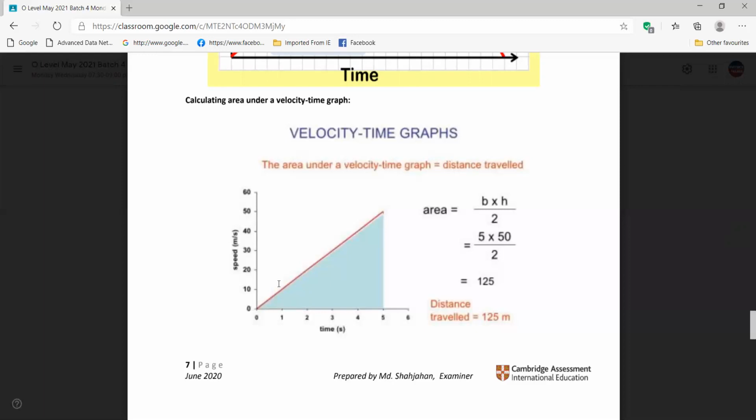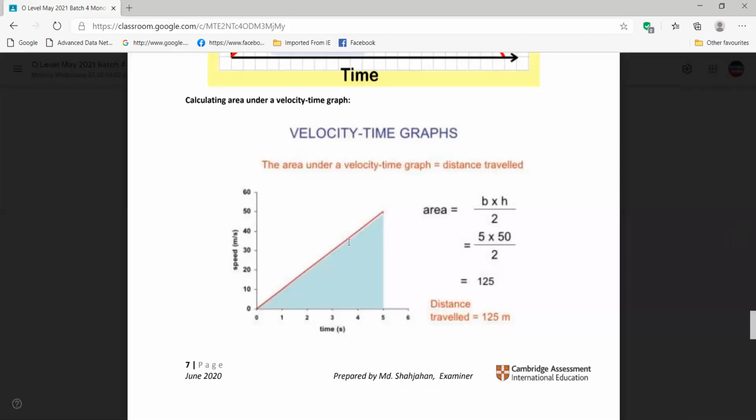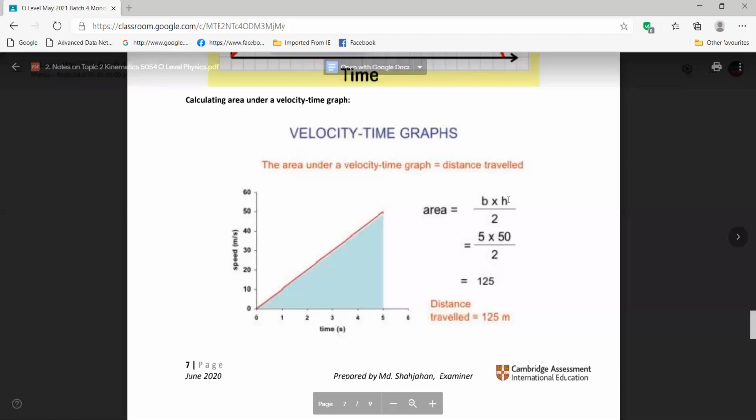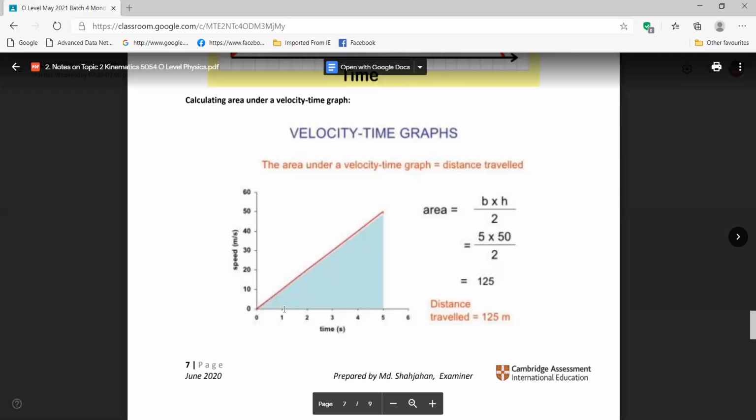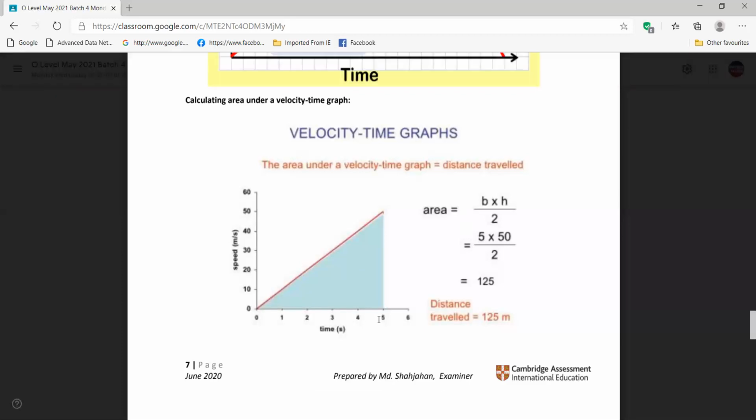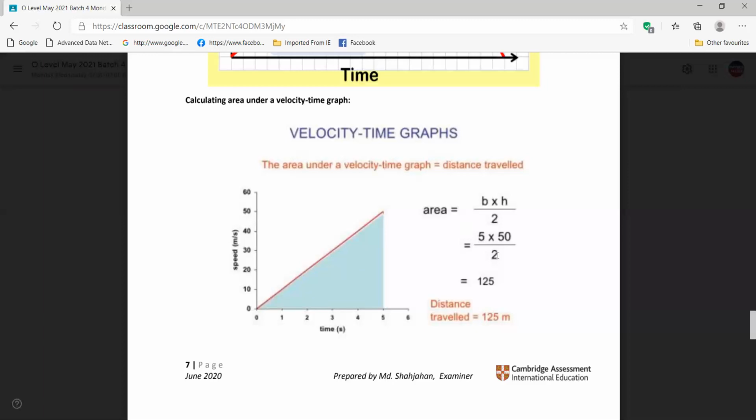Yes, sir. Okay, now the speed time graph. We are getting here a constant acceleration graph, and the area under this graph is a triangle, right? Sir, yes. And that's why we are using the formula of a triangle, half into base into height. So your base is here 5, and the speed, the height, is here 50, and half is there for the formula. So the distance moved, if you calculate, it is 125.